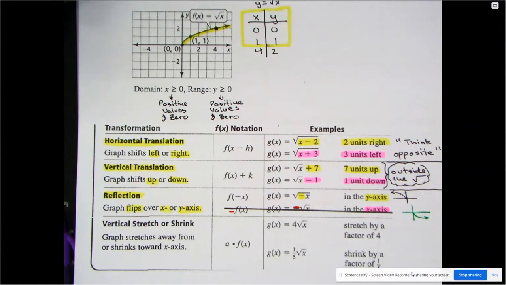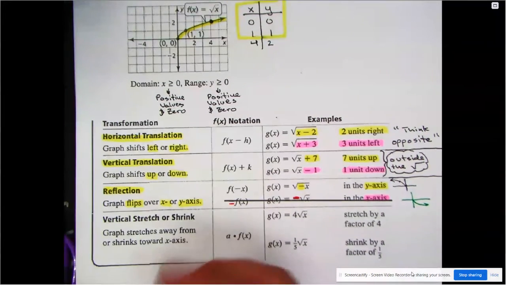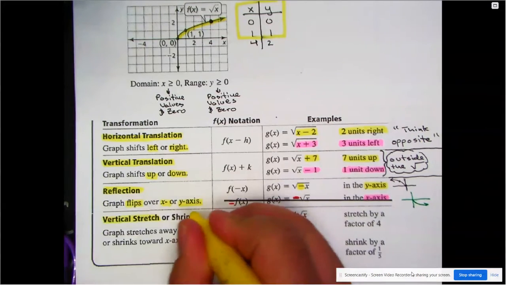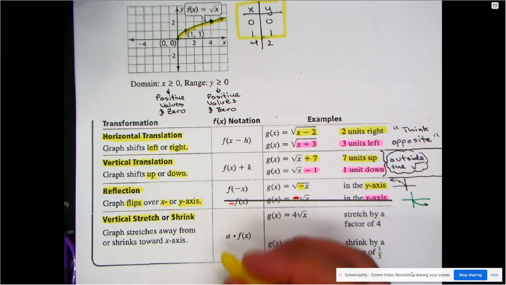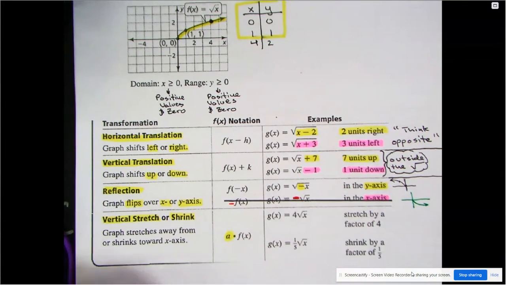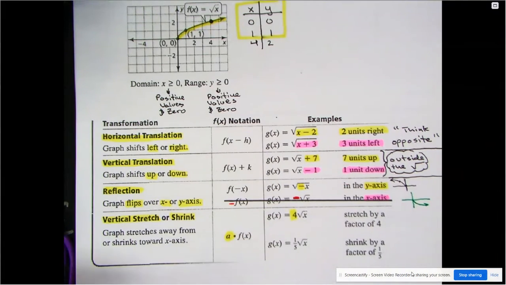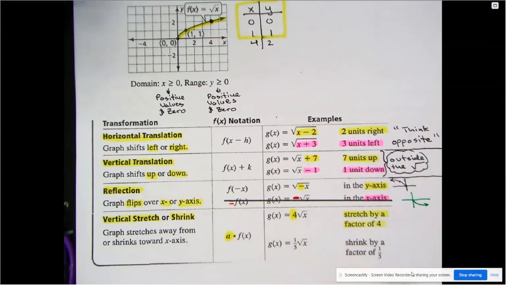And finally, just like everything else we've done, these are all the moves we've made earlier this last week, right? Earlier in this unit, we could have a vertical stretch or a vertical shrink. The graph stretches away from or shrinks towards the x-axis. And notice it's the a value. It's whatever's in front of the function. So that's why when I see the 4, because it's bigger than 1, which is what we've talked about before, then it's a stretch by a factor of 4. So they're kind of telling you how to describe it as well here.